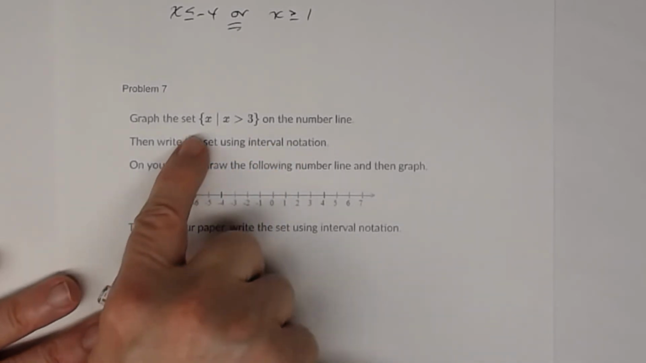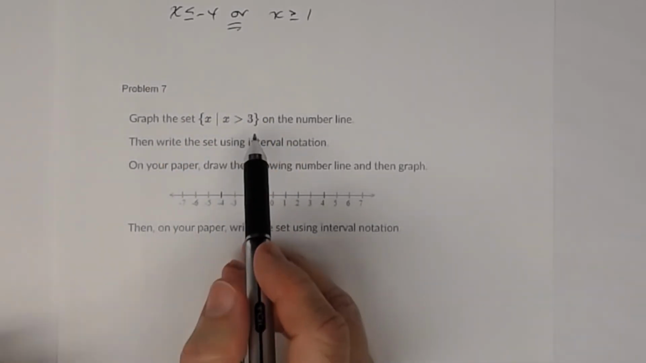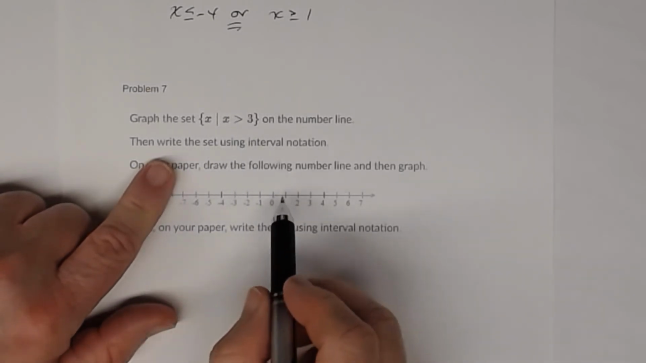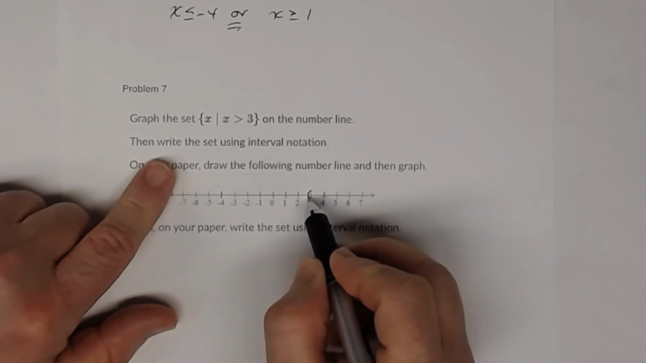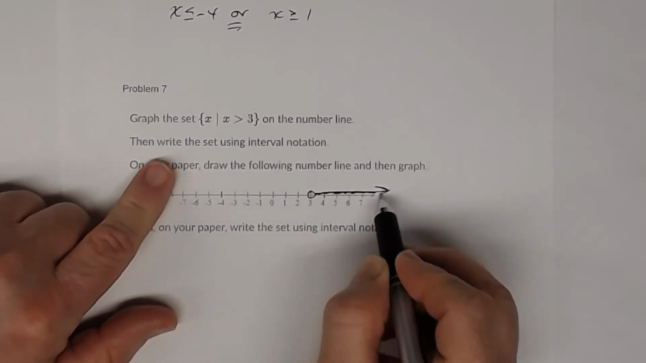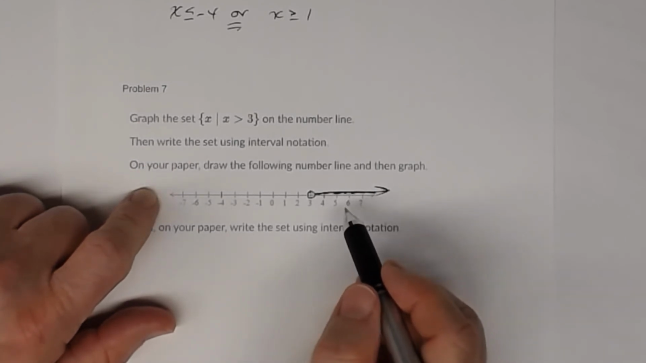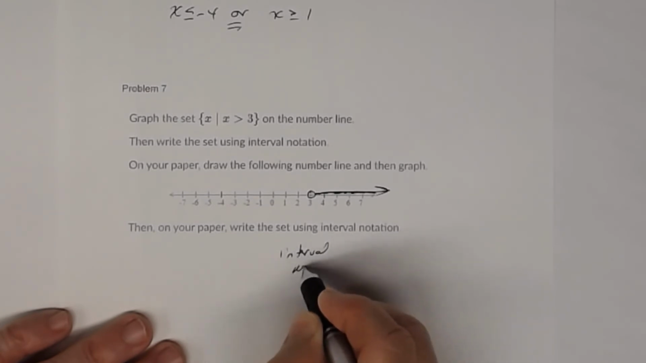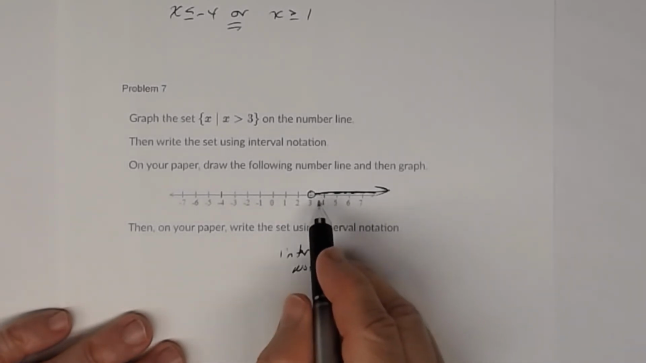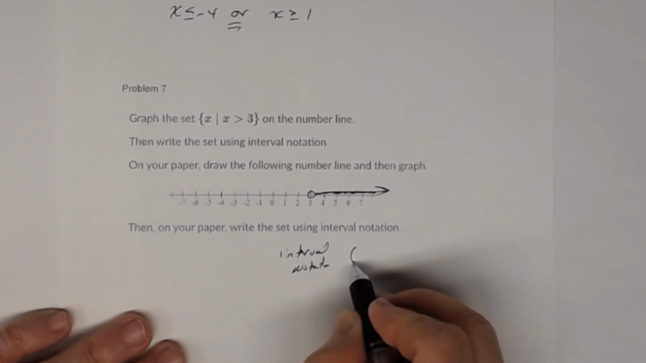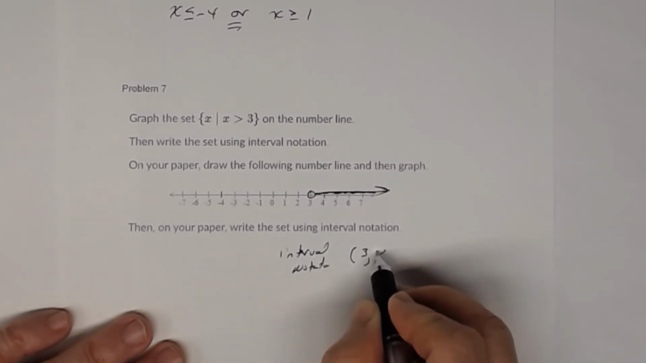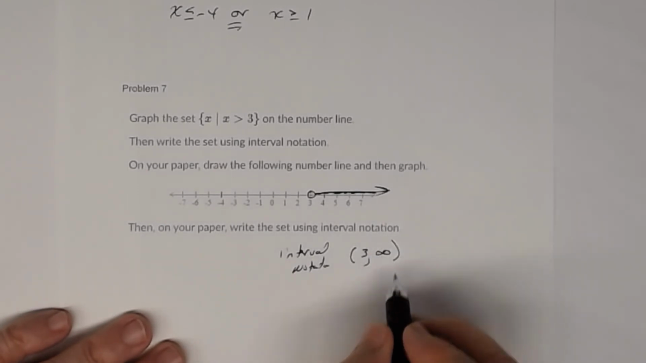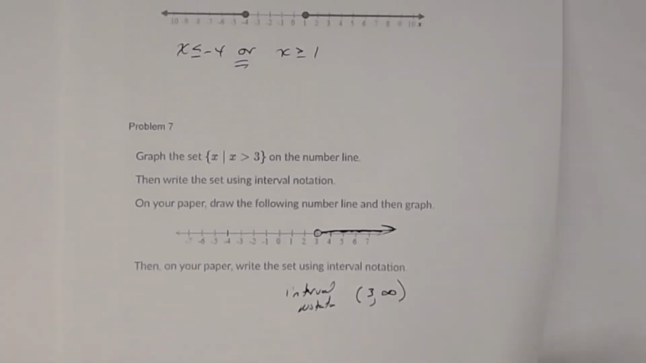And then number 7, you're dealing with set builder notation. You want to graph the set of x's such that x is greater than 3. Notice there's no equal sign, so you're going to put an open circle on 3, and shade everything to the right because it says greater than. So there's the graph, and then you want to put this in interval notation. You're going to read the graph from left to right. There's an open circle, so that corresponds to parentheses, 3, comma, and then infinity with parentheses. Whenever you're dealing with infinity or negative infinity, it's always parentheses. So that's number 7.